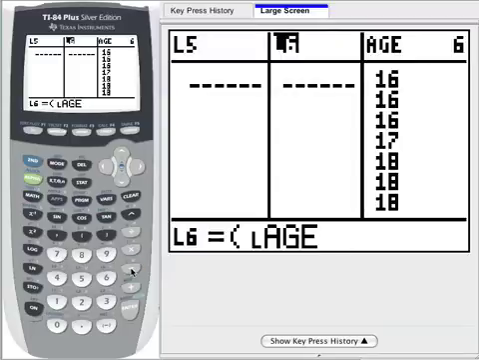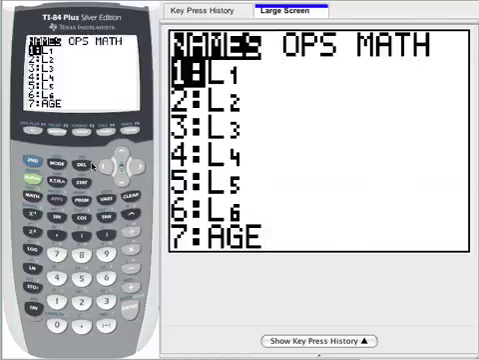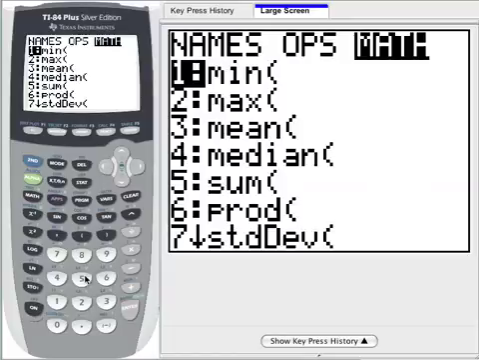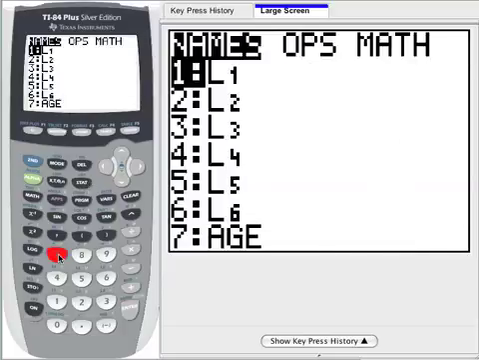And I'm going to subtract from each one of the ages the mean of the ages, because remember, in the standardized linear transformation, or to create z-scores for all of my age numbers here, I'm going to take each of the ages and subtract from it the mean of the ages and then divide by the standard deviation of the ages. So let's go get the mean of the ages. So hit second and list, and then we'll go over to math and option number 3, and we'll go second and list, and then number 7 to get age.